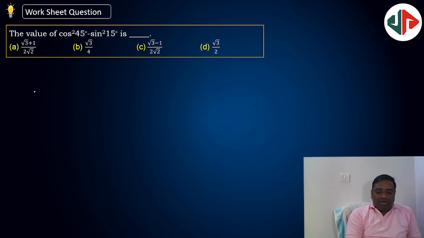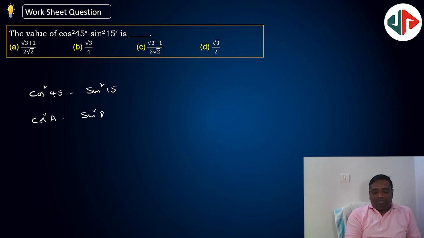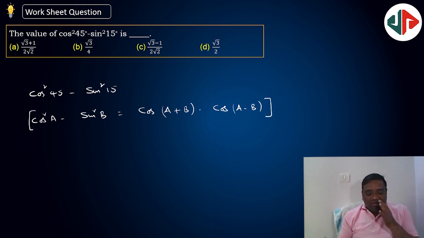Now cos square 45 degrees minus sine square of 15 degrees. We know the formula: cos square A minus sine square B is cos of A plus B into cos of A minus B. Cos square A minus sine square B value is always equal to cos of A plus B into cos of A minus B.